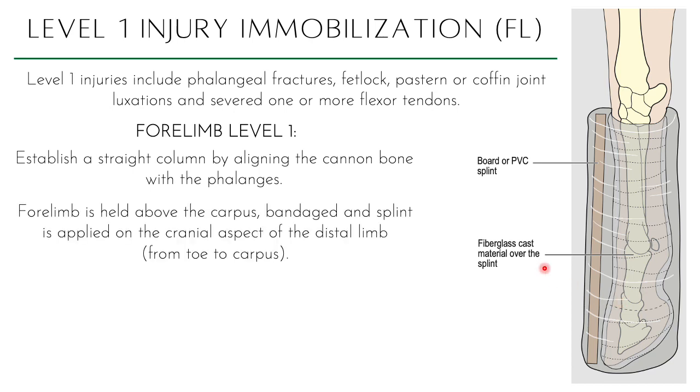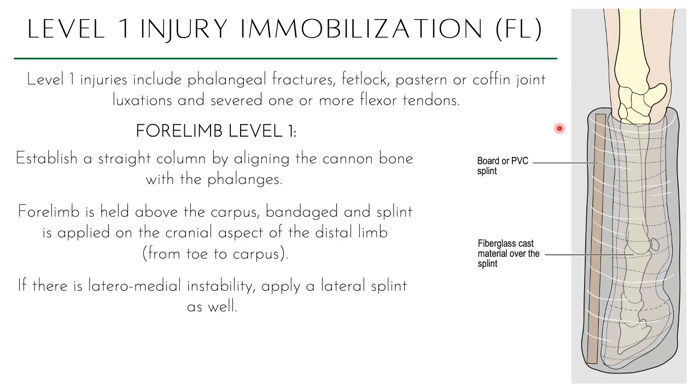All right, the bandage and the splint is applied. The bandage is this thick grayish area here. The splint is this one, right? And this is placed on the cranial aspect of the distal limb to prevent this, the pastern, yeah, from flexing. You're preventing this one from flexing. You want to keep it extended. That's why you have the splint.